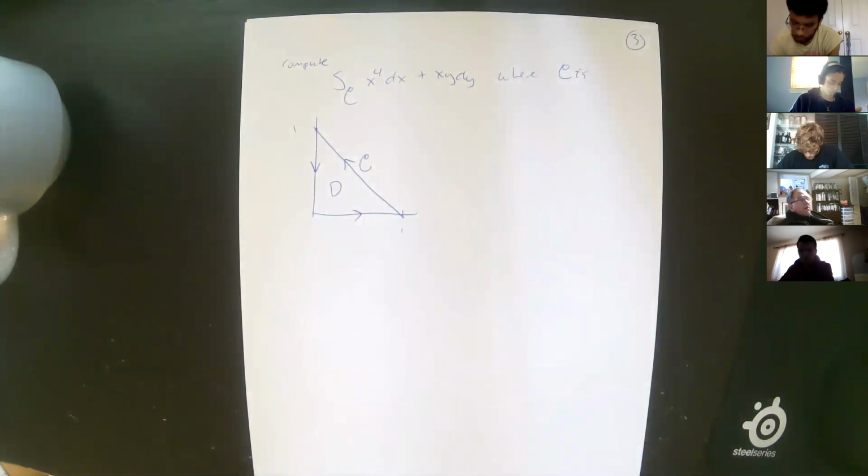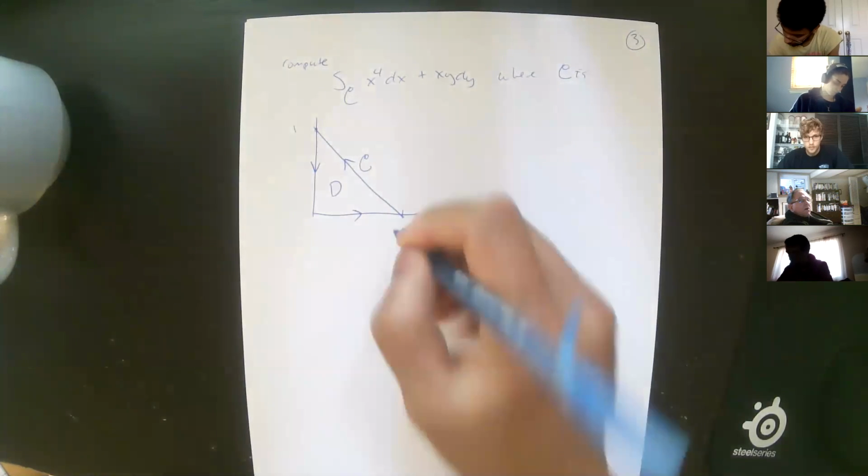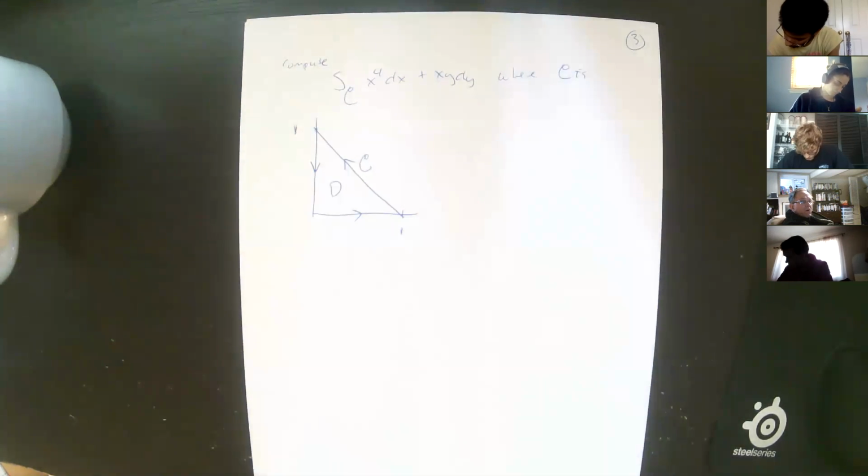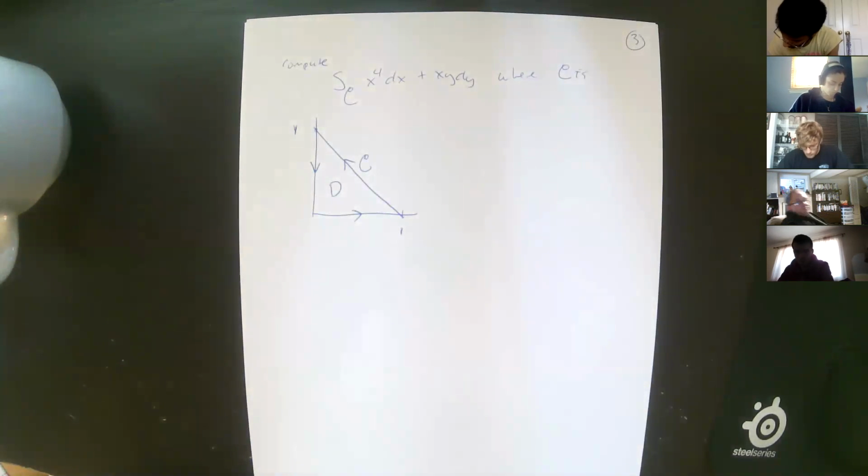Okay. So now let's take a check. Is C closed? Yes. Is it simple? Yes. Is it positively oriented? No. Yes. But why is it positively oriented?